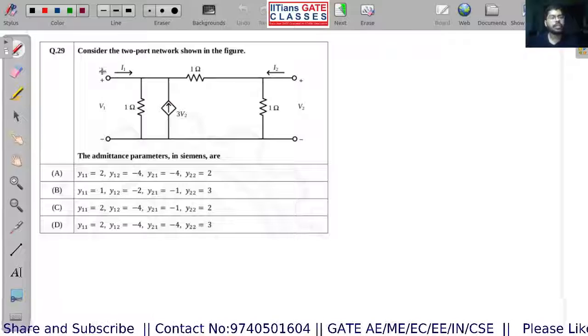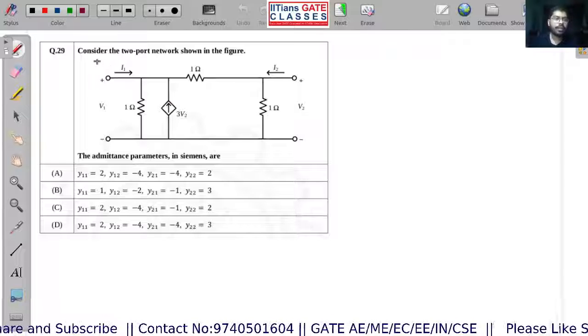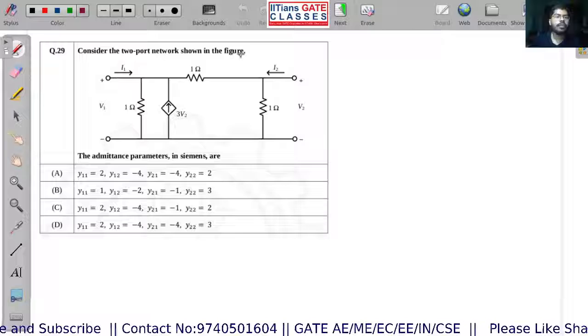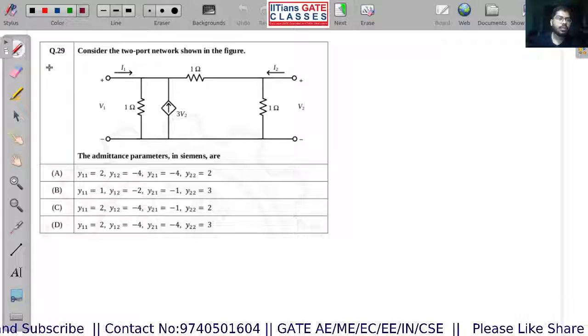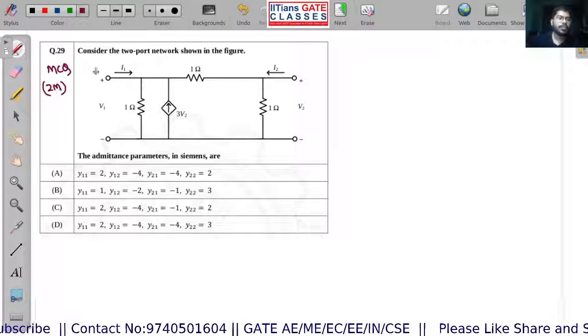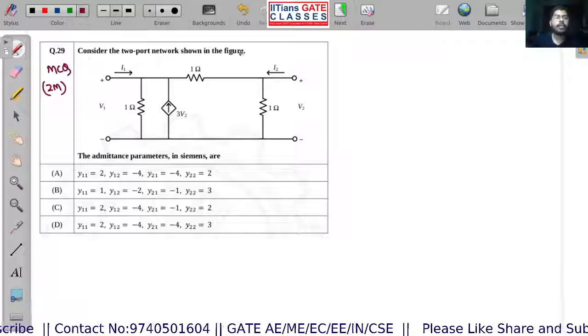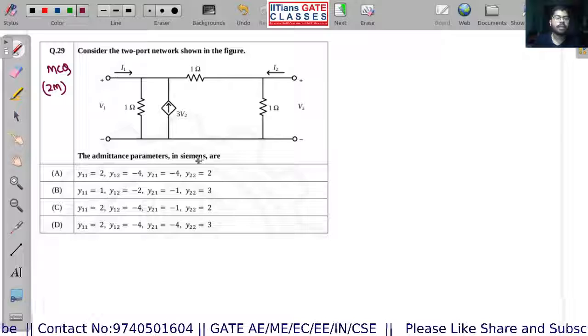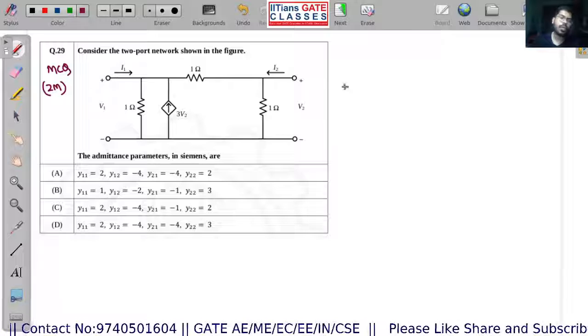Now the next question, this is very simple. Consider the 2-port network shown in the figure. This was an MCQ type 2-mark question. The admittance parameter in Siemens is. So what are you going to do?